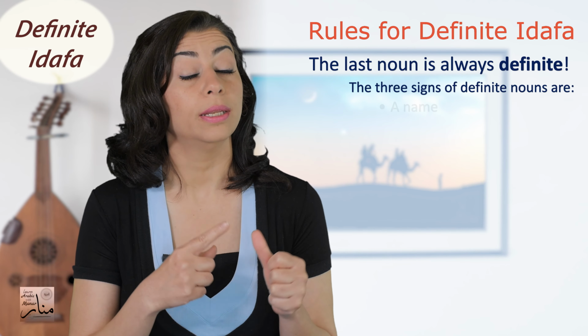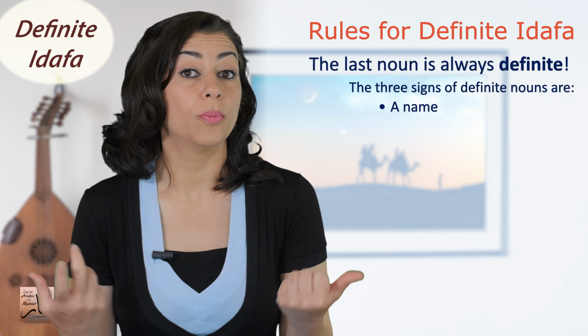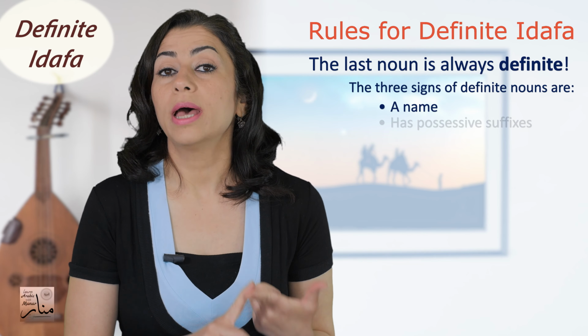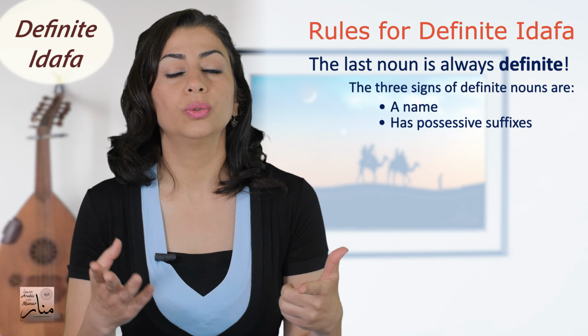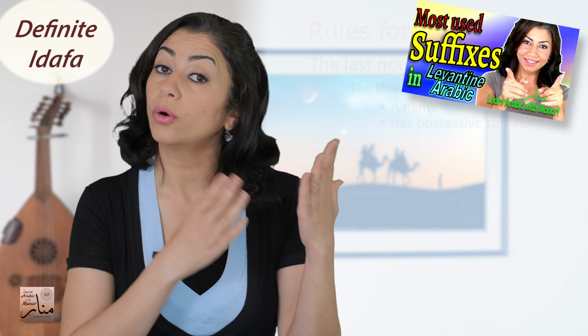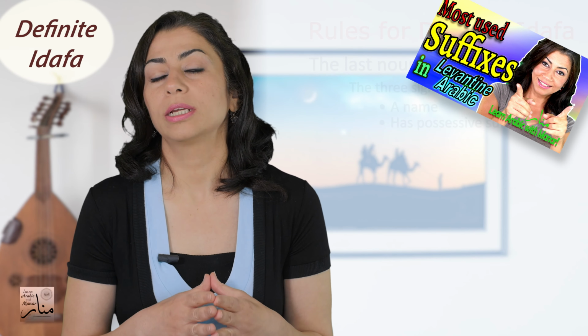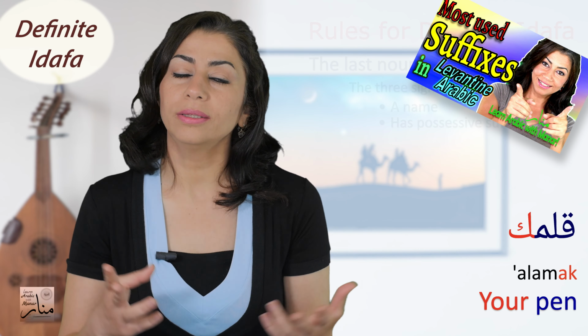First, it could be a name of a person, a name of a place, or a proper noun. Second, it could have the possessive suffixes like my, your, his. These are our suffixes in Arabic, and we already talked about them. So like saying my ben alami, your ben alamak, and so on.